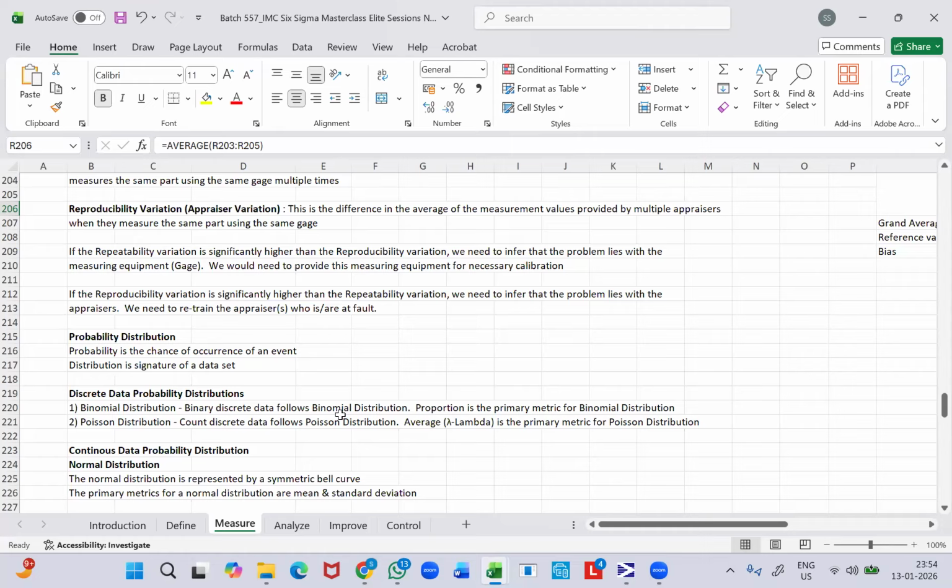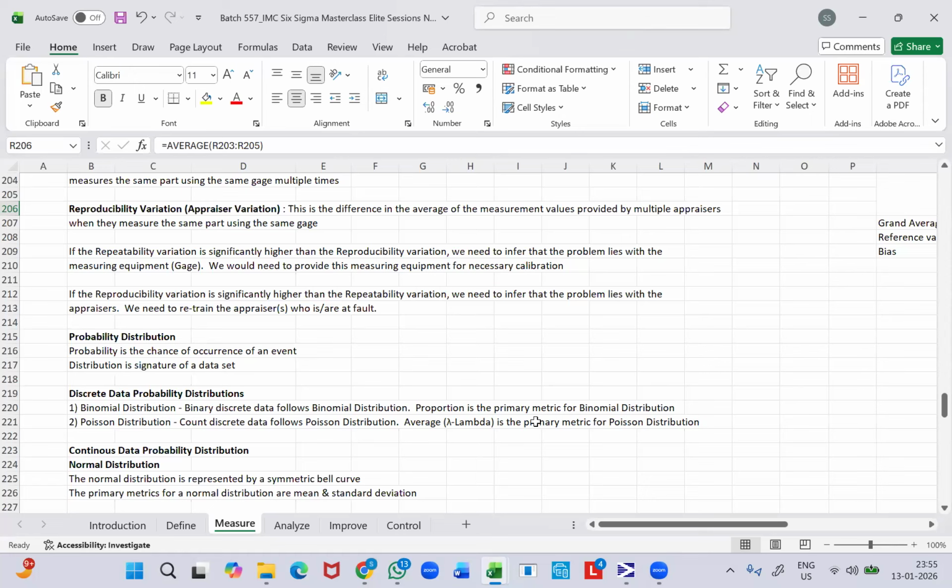But then if you have a count discrete data set, so we have the data set containing the number of units processed or the number of defects, then that data set would follow what is called Poisson distribution. So two discrete data probability distributions. The proportion of a binary discrete event would follow binomial distribution. That is why it is written as binary discrete data would follow binomial distribution, and proportion is the primary metric for representing binomial distribution.